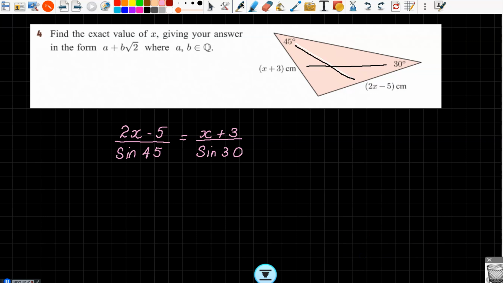So when we look at this, we've got 2x take 5. Now watch how I'm going to write this. Divided by root 2 on 2, because we know this is sine 45. Agreed? And x plus 3, you're dividing by sine 30, so you're dividing by half.